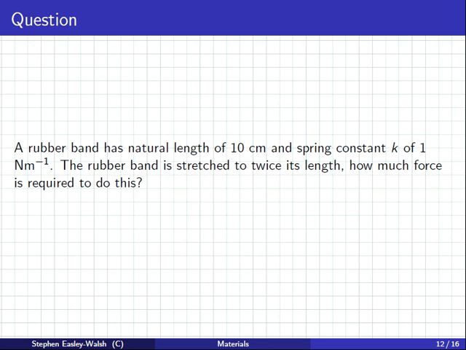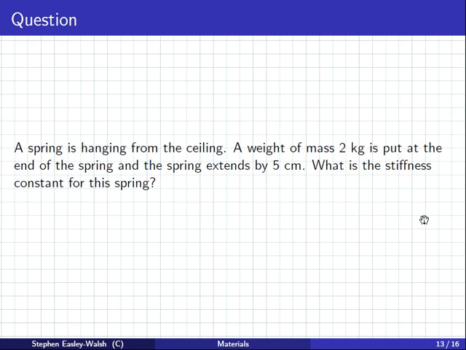Why is everyone taking out their calculators as if you need a calculator here? What's the answer? 0.1. What did you multiply? You multiplied 0.1 by 1. Okay. Let's actually do a harder one now.